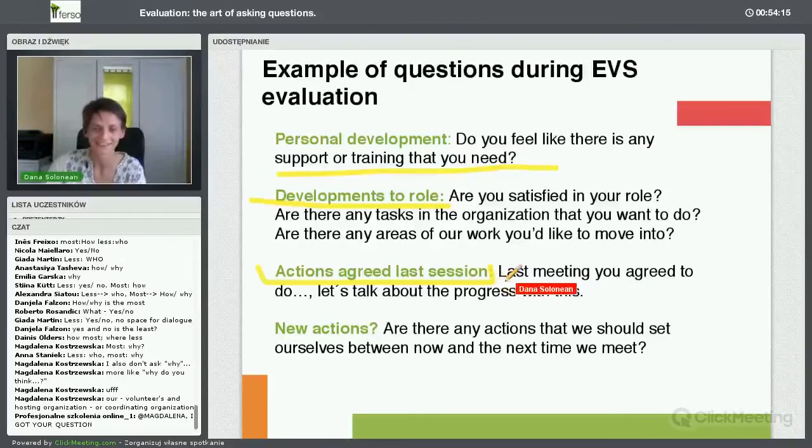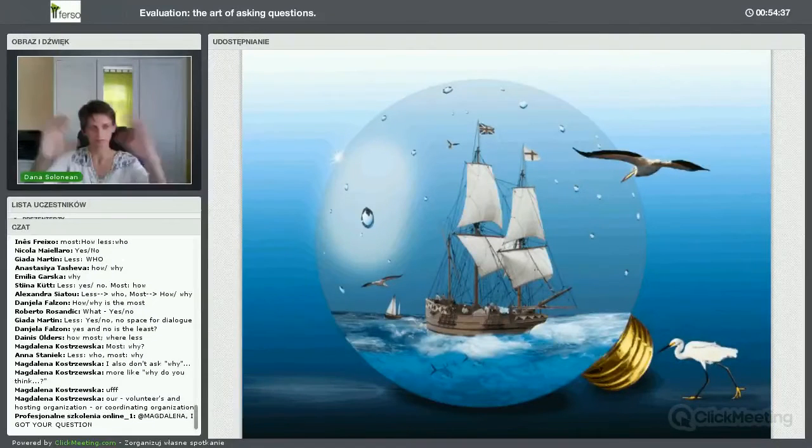tactics or something. And evaluation is also a time for, okay, so in the last meeting, you said that you will have this and this. Where are we with this? Yes. And then, of course, the new actions. So what should we do? Should we do further? Okay, and now we are ending this big part on the methodology of evaluation.